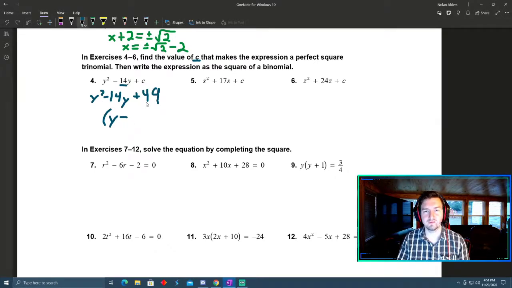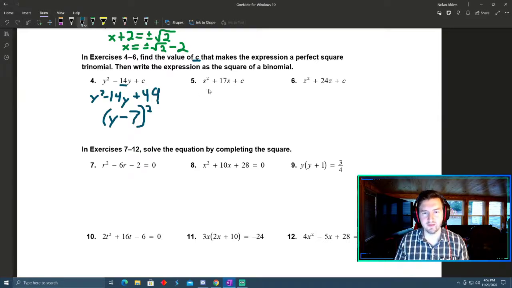With these perfect squares, you always take the sign of the first term to go into your binomial. And then what is the square root of 49? 7. So we can write it as y minus 7 squared. We're kind of factoring it, skipping a step there, but it would be y minus 7, y minus 7, if we put it in two sets of parentheses. So y minus 7, y minus 7, or just y minus 7 squared.